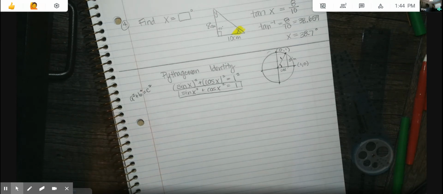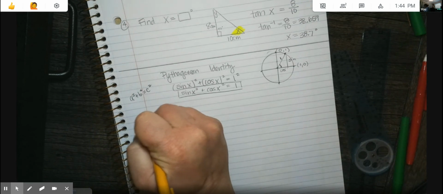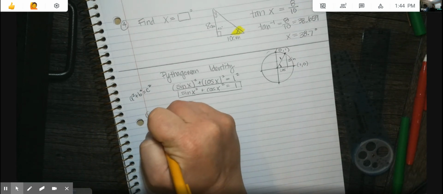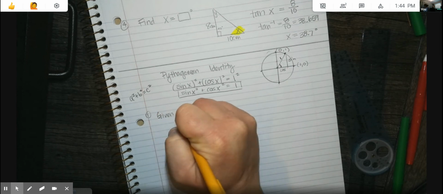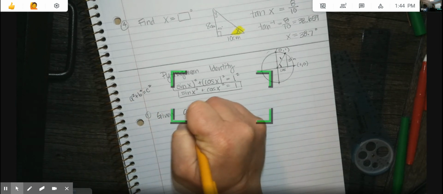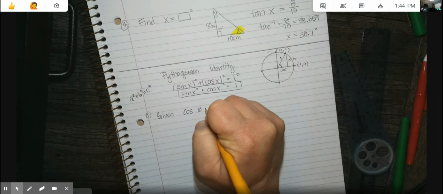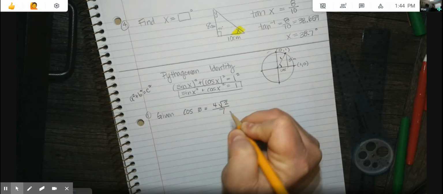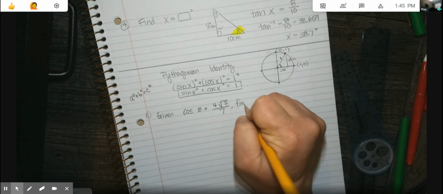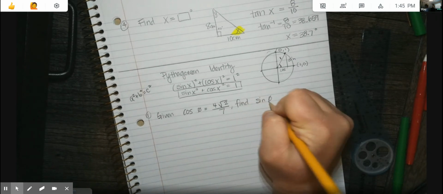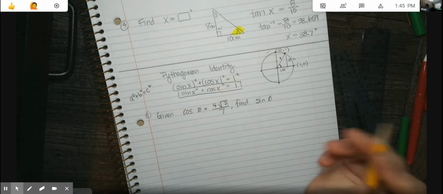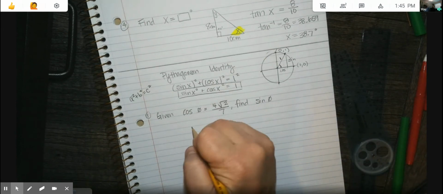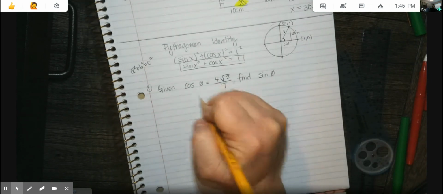So if we look at one of the problems that is given as an example here, is if we know that cosine of this angle is equal to 4 times the square root of 2 divided by 7, then it wants you to find sine. Okay? When we go to solve this, I rewrite the equation every time. I find it very helpful.